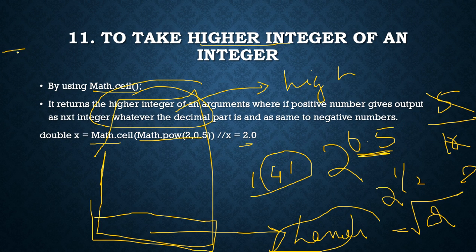The square root of a negative number is invalid. That is, if I give you root of minus 2, it is just an invalid thing, it never exists.